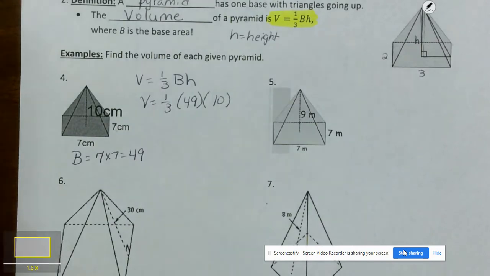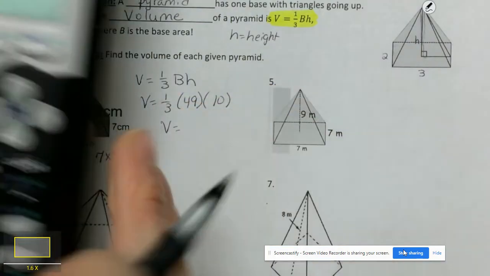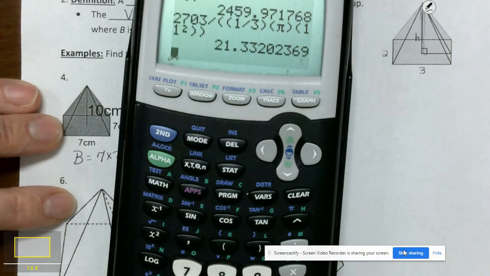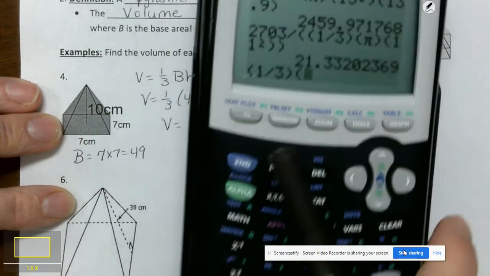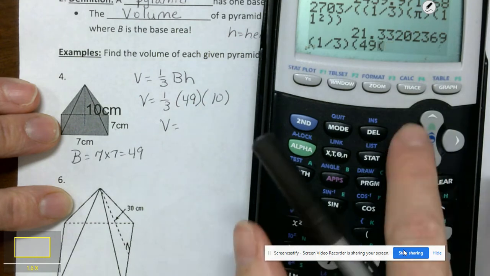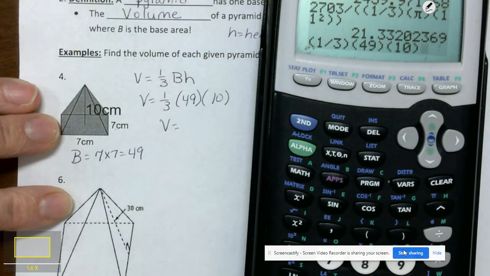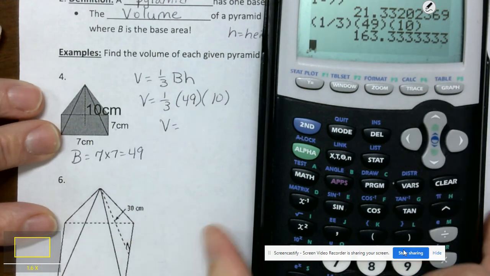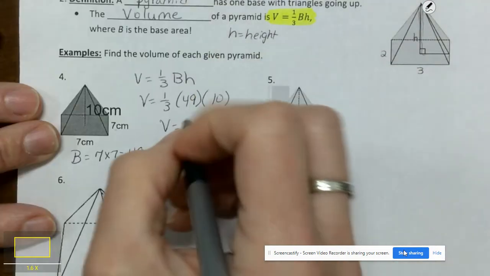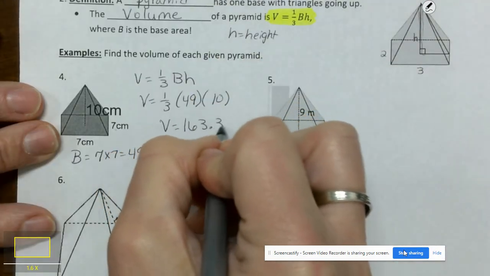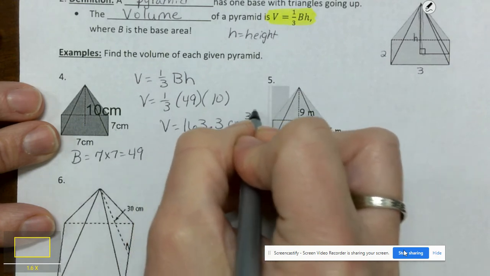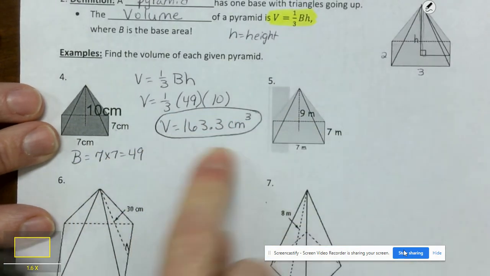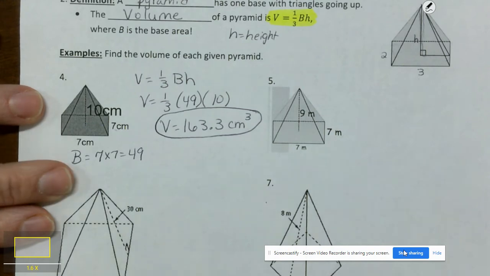So now it becomes a calculator problem. We're going to key in the calculator 1/3 times 49 times 10. And that gives us 163.3. This is 163.3, and again, it's centimeters cubed. We always do cubed when we're talking about volume, okay?